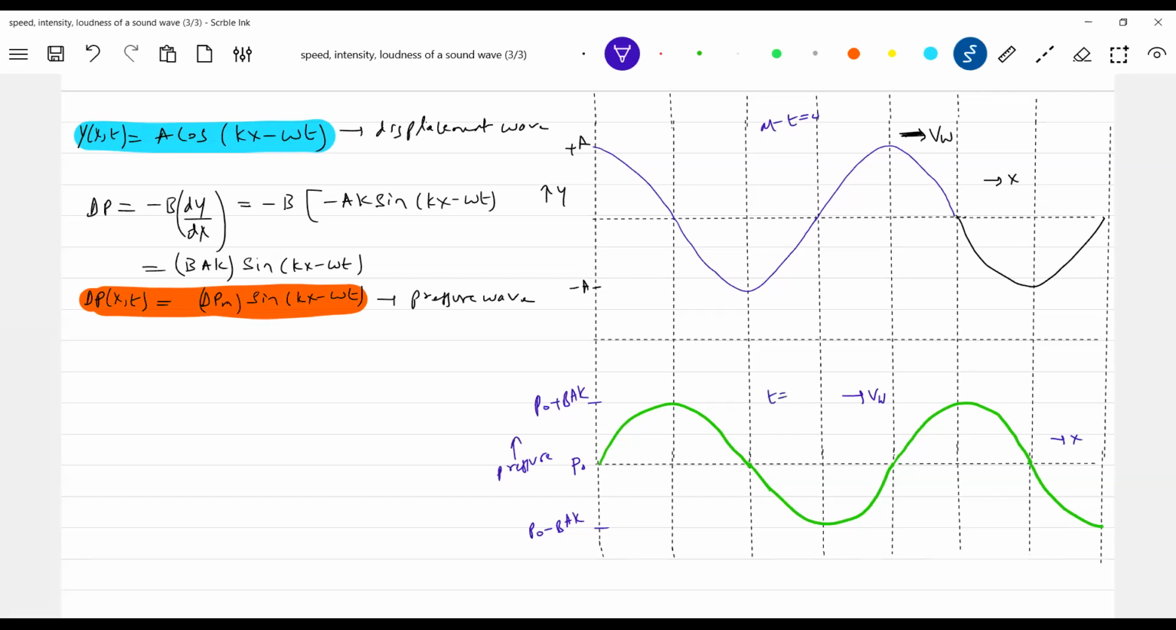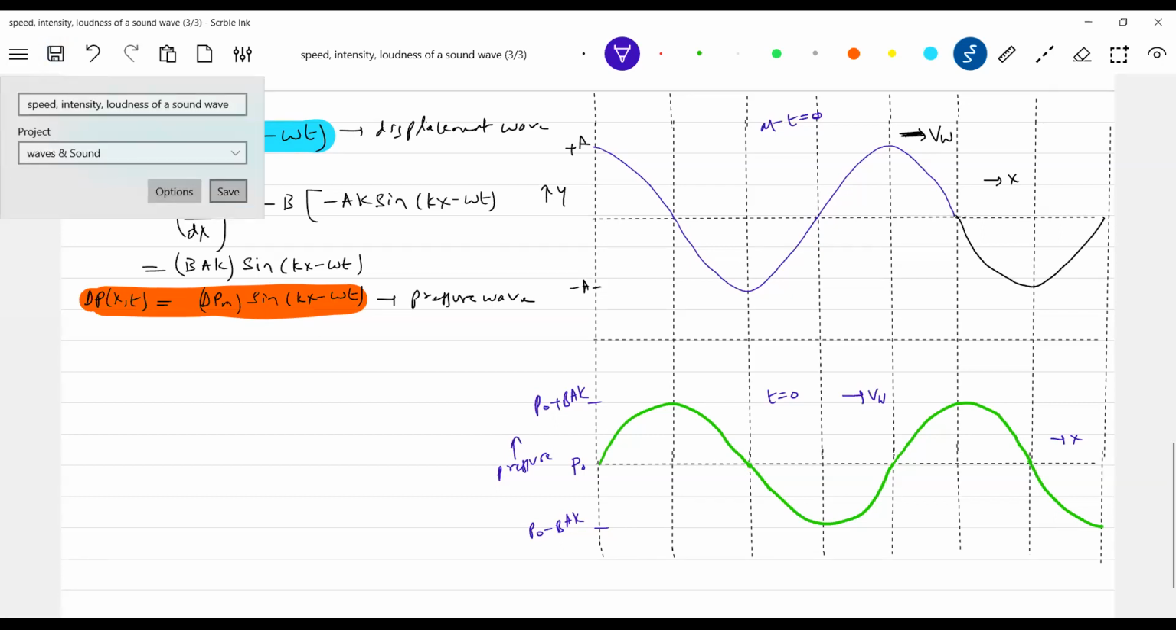Okay, now how will the different layers be moving? What do you mean by compression? Where pressure is maximum, no? Where pressure is more than P naught. So you categorize compression as where pressure is more than P naught. What do you mean by rarefaction? Pressure less than P naught. I think yesterday in the class we formulated it.